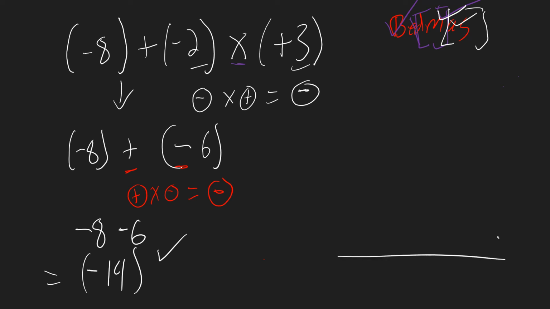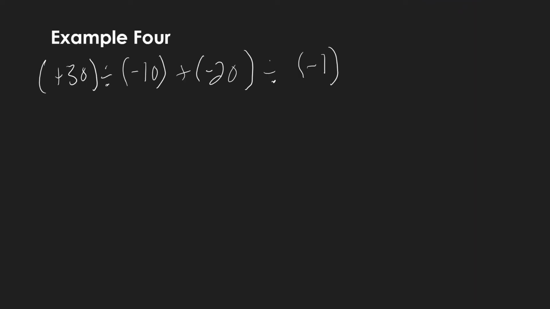Or if you were to look at that number line where we had our negative 8, we know that negatives were more negative, so we would have kept counting 6 times and gotten to negative 14 if you use that number line. So that is it for that one. And finally, our last example.